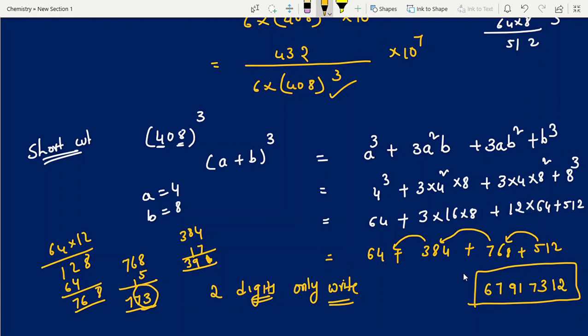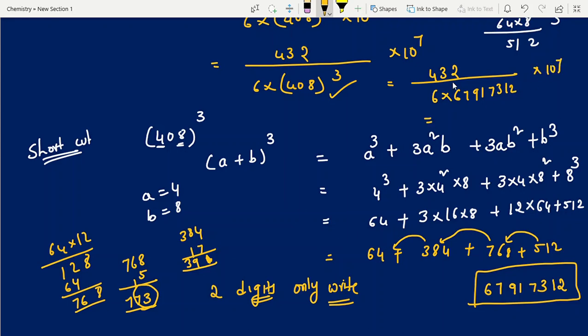We have different techniques, students, but you all people have good idea about mathematics, a plus b whole square, a plus b whole cube. That's why I have selected this shortcut for you. So definitely it is helpful. You can substitute finally here 432 by 6 into what is the value? 6, 7, 9, 1, 7, 3, 1, 2 into 10 to the power of 7.